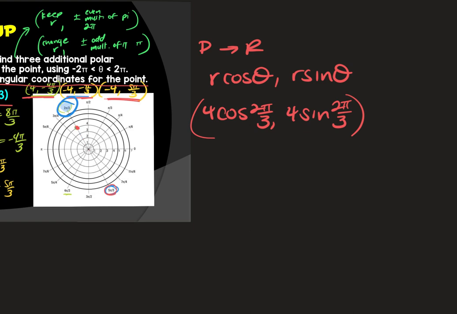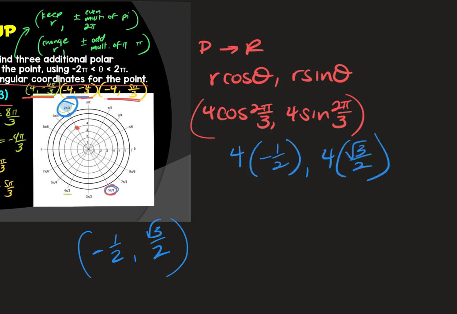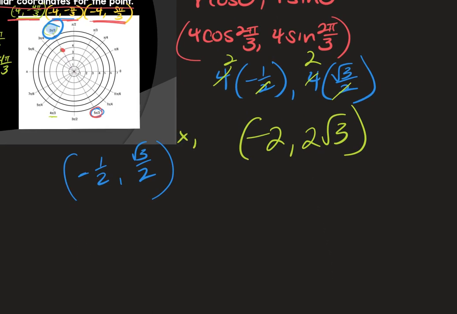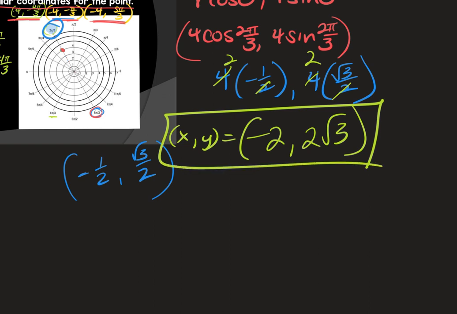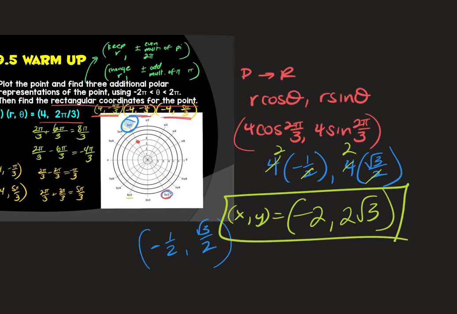The over 3 coordinate point is 1/2 and root 3 over 2. Again, the cosine would be negative because it's in the second quadrant. So this is 4 times negative 1/2 and 4 times positive root 3 over 2. So 2 goes into 4 twice. This is negative 2. 2 goes into 4 twice. This is 2 root 3. And remember, you have to tell it what it is. So x, y is equal to -2, 2 root 3 would be the rectangular coordinates for the same point.